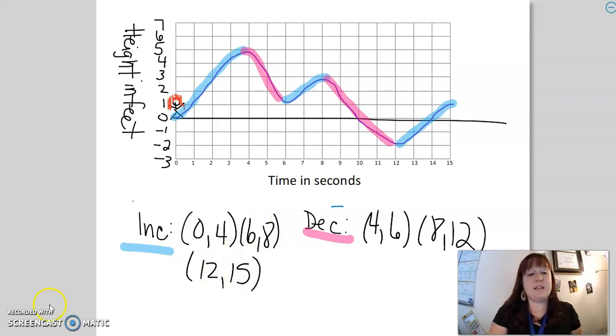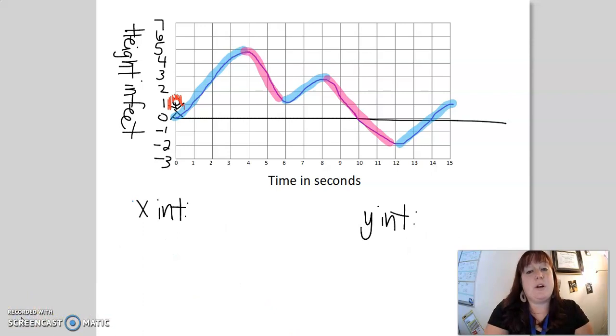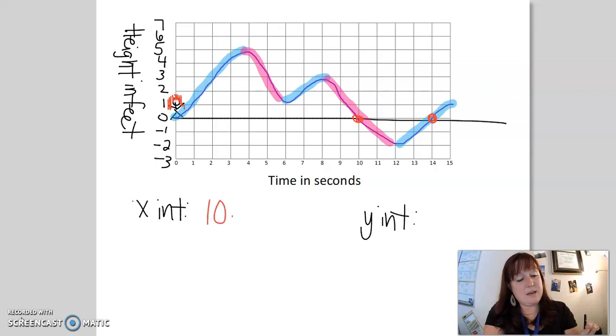So the next thing we're going to look at is intercept. Our x-intercepts tell us where it crosses the x-axis. Our y-intercept tells us where it crosses the y-axis. So let's take a look. We cross the x-axis here and here. So what does that mean? My x-intercepts are at 10 and at 14.